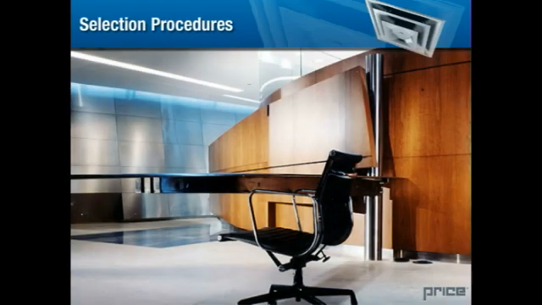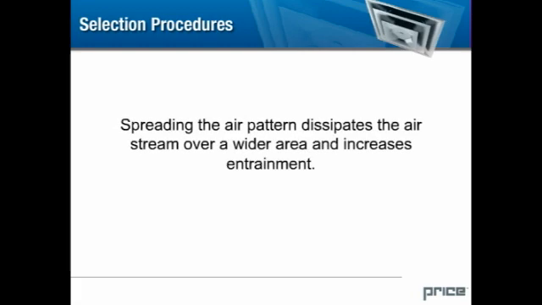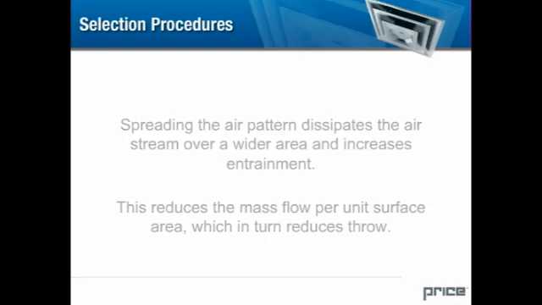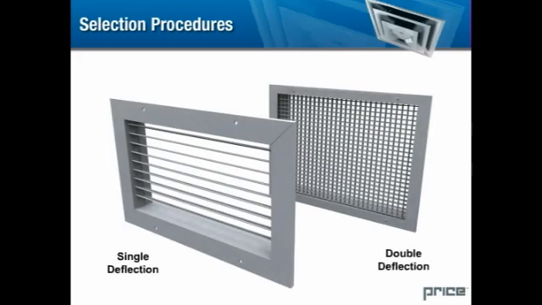In many applications, it is desirable to limit the throw due to ceiling layout, walls, partitions, or other boundaries which may obstruct the air pattern and cause unacceptable velocities in the occupied zone. There are several methods which may be used to minimize throw from outlets. Spread. Spreading the air pattern dissipates the airstream over a wider area and increases entrainment. This reduces the mass flow per unit surface area, which in turn reduces throw. Some outlets, such as the SDA and the TBD8, are designed to produce a spread pattern due to their geometry. Others, such as the double deflection and single deflection series grills, have adjustable vanes.